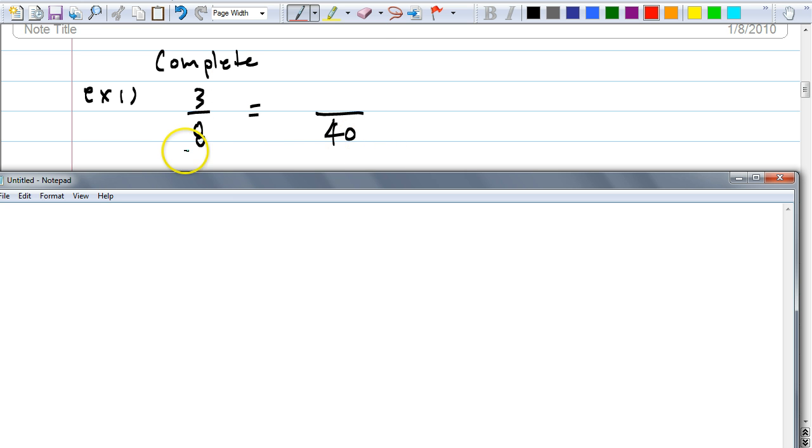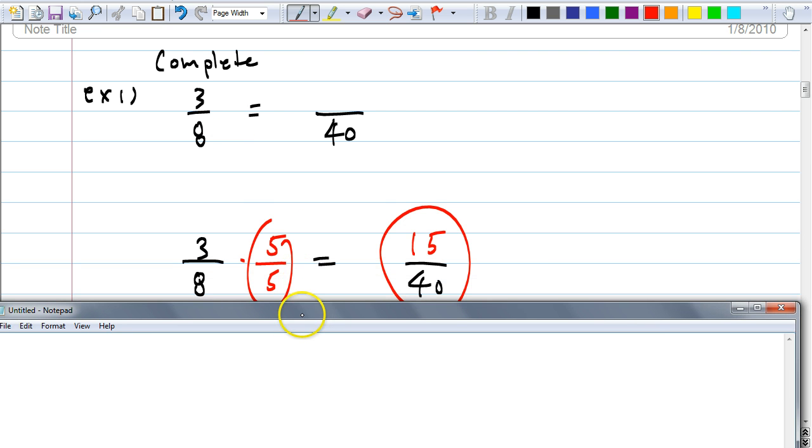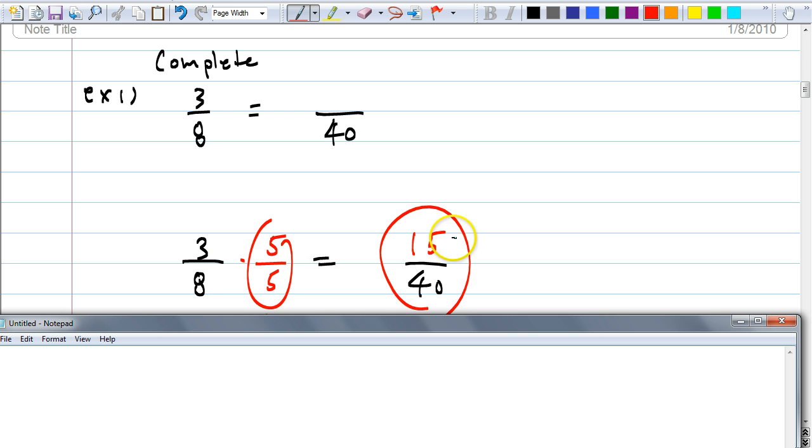Right? 5. Well, can I just multiply the denominator by 5? Is that okay? No, you gotta, of course, multiply the numerator. So you're basically multiplying 5 over 5, right? So it becomes 15 over 40. Easy enough? So why do they give you this? They're just having you practice how to rewrite things with the LCD if the LCD was 40. You get what they're trying to do?